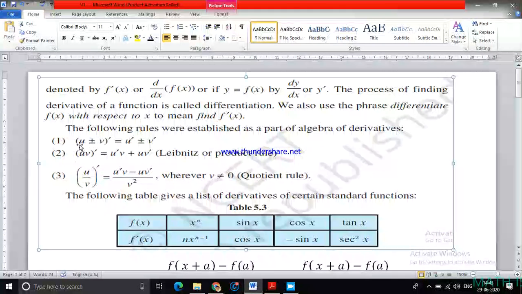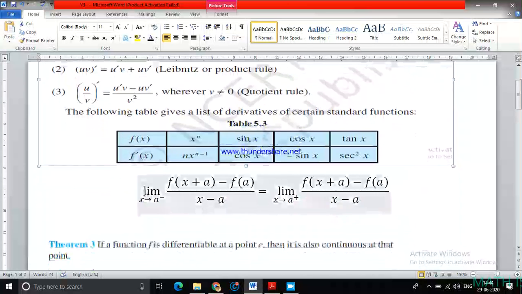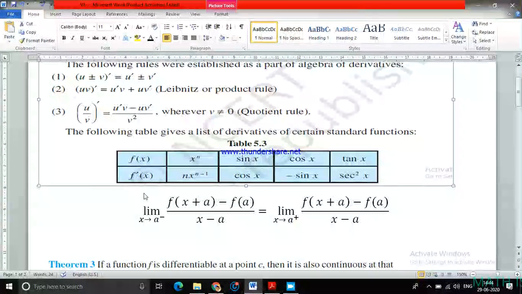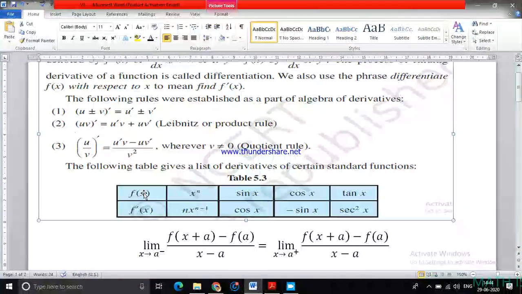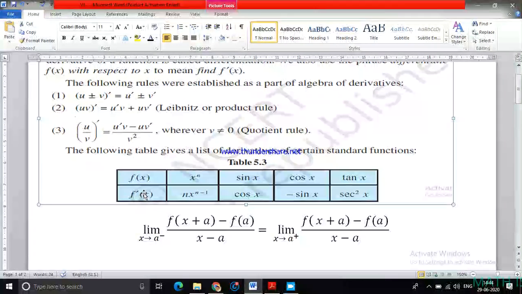Now there you discussed the uv formula, u derivative of v plus v derivative of u, the Leibniz or product rule. Then the quotient rule also we discussed, the u by v formula: v derivative of u minus u derivative of v upon v square, where v should not be equal to 0. So these two formulas we already discussed in class 11. We solved some questions based on this.